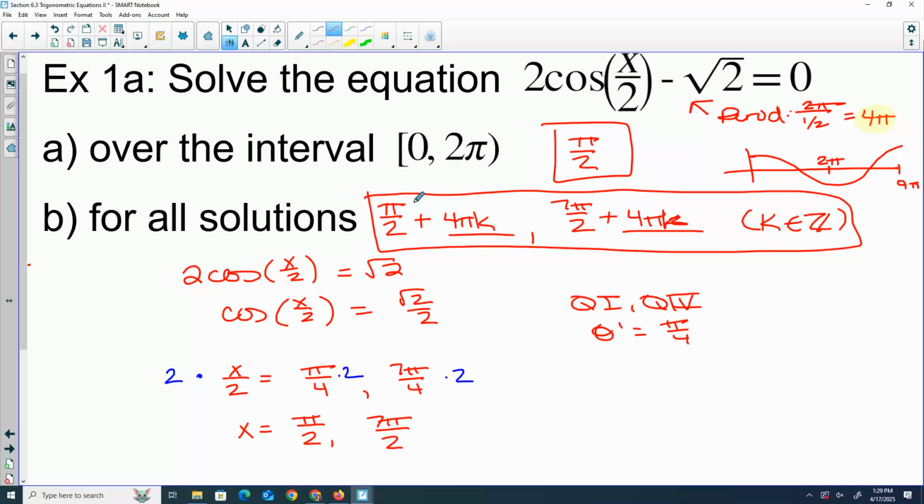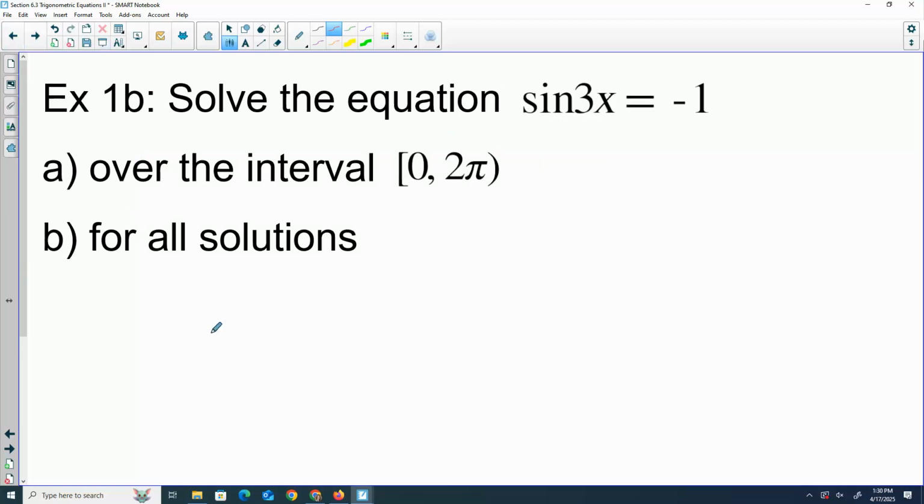So because the period is different than just 0 to 2 pi, we have a few more things to take into consideration. What questions do you guys have right there? Let's look at another one.